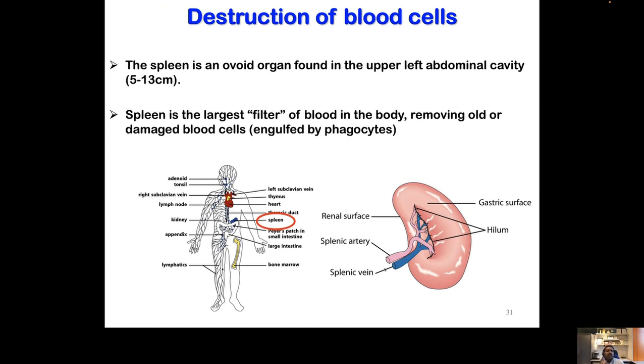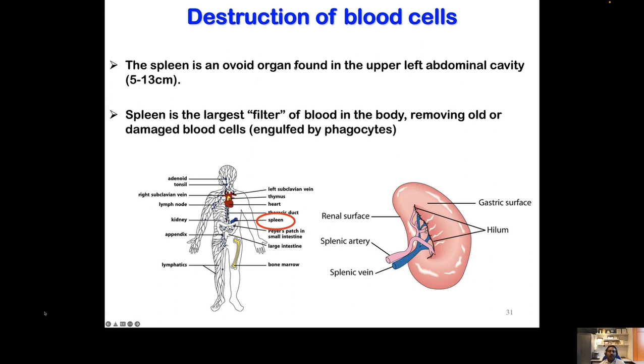OK, finally, destruction of blood cells. We talked about the lifespan of each type of blood cell. So after that lifespan, what will happen to them? I briefly mentioned before, these cells will go to the spleen and the spleen will destroy all the old cells. That's the main function of the spleen. It's an organ present in our body.